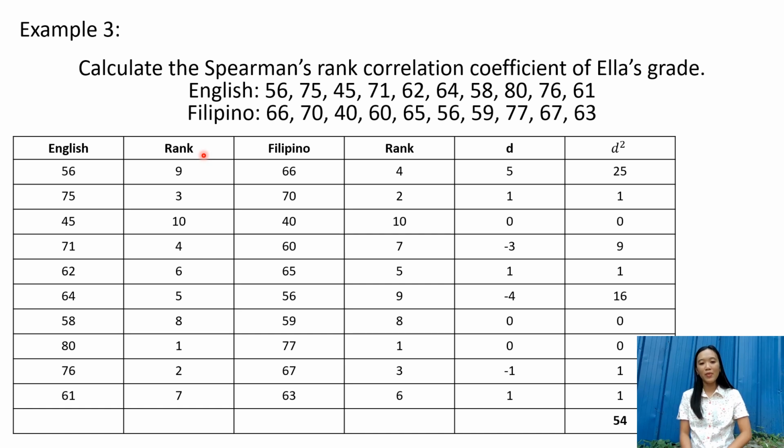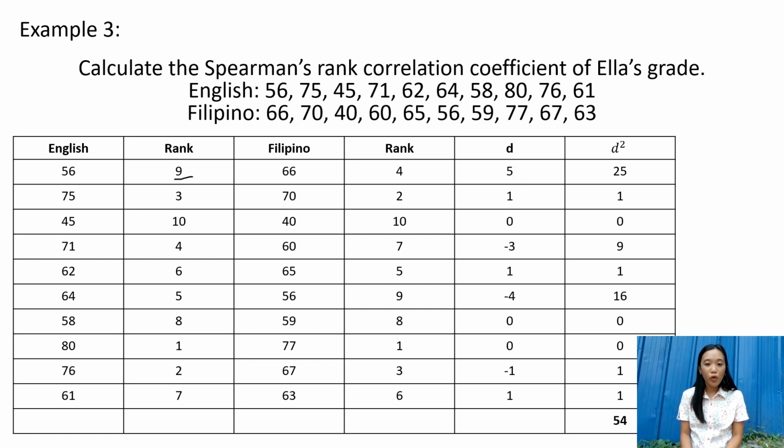Remember our first step. Our first step is to create a table with the given data. So here we put Ella's grade in the table, which is her grade in English and her grade in Filipino. So we rank her grade in English from 1 to 10 because the given data give 10 values of Ella's grade in English and 10 values in Ella's grade in Filipino. So we should get the d value.